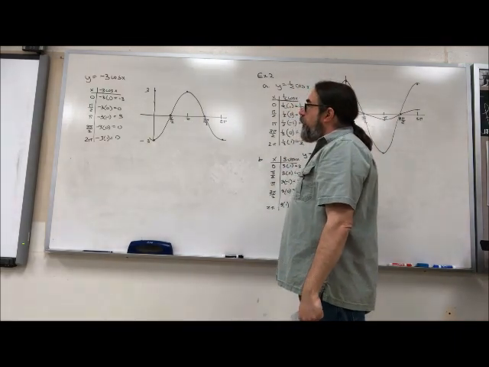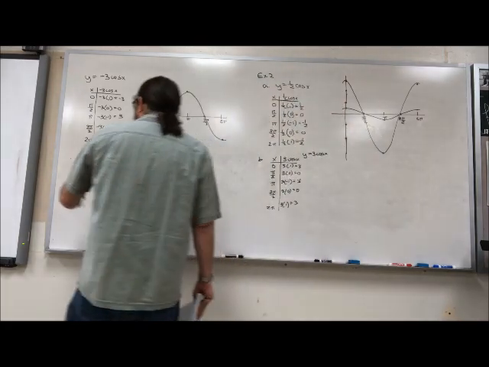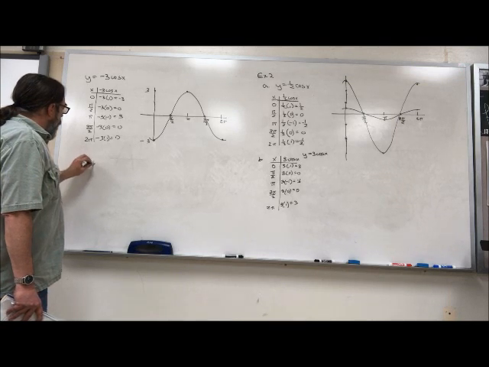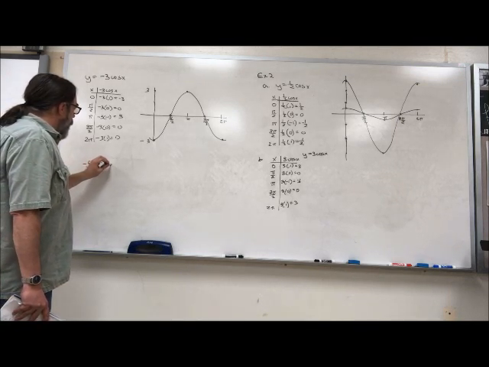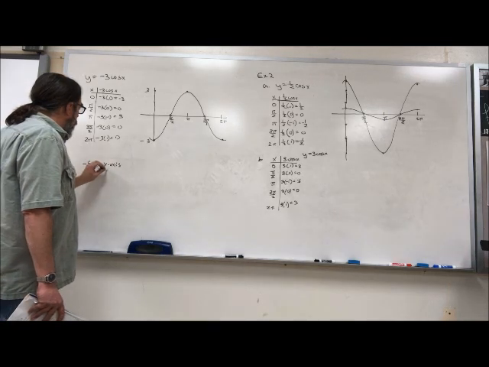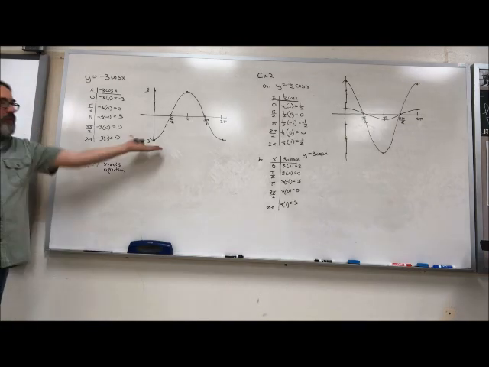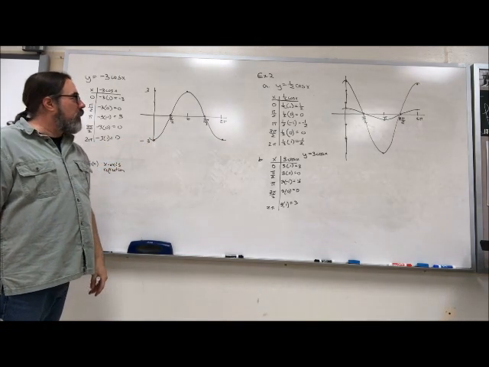So now think about this. When we talked about transformations of functions in the past, we said that -f of x was an x-axis reflection. Okay? And that's exactly what happened here. This just reflected over the x-axis.